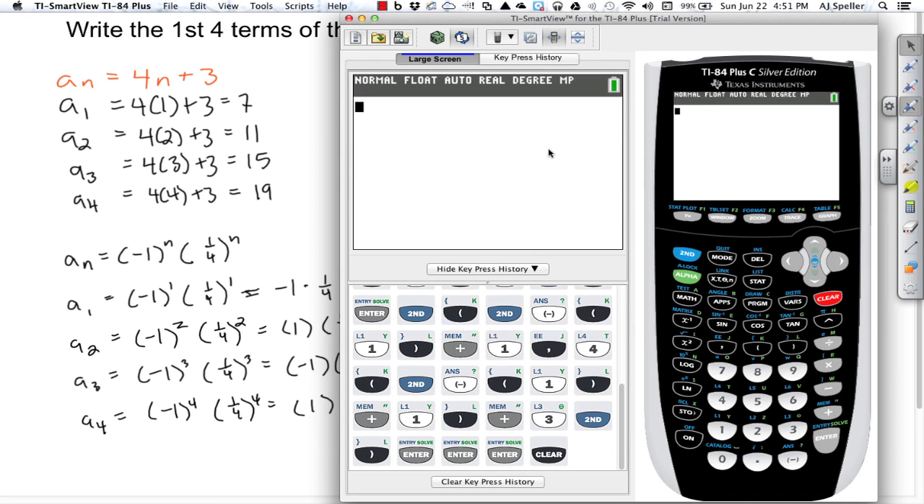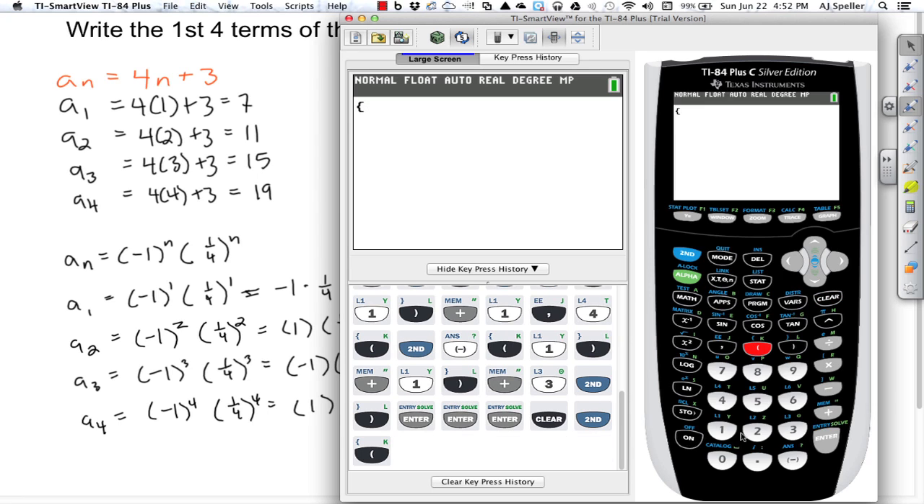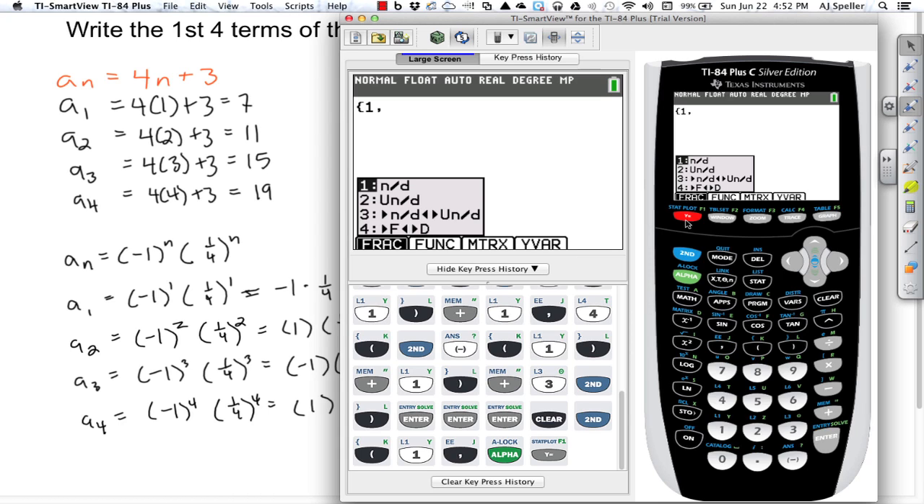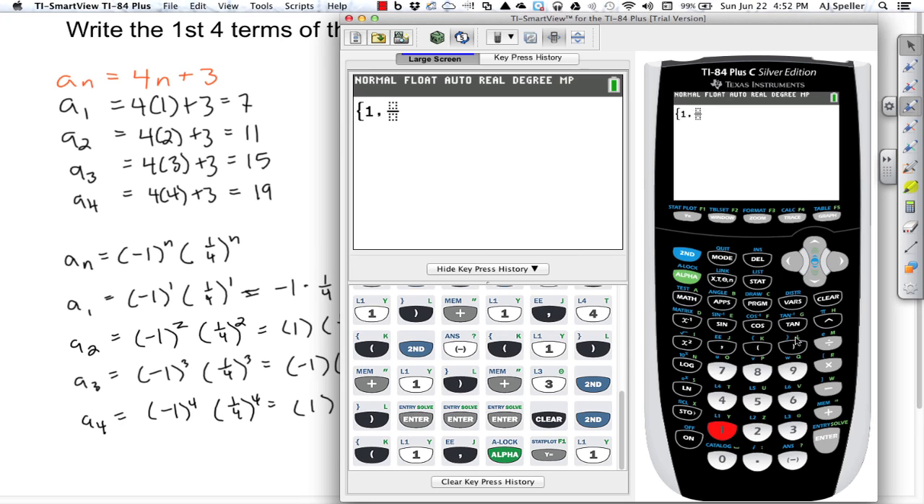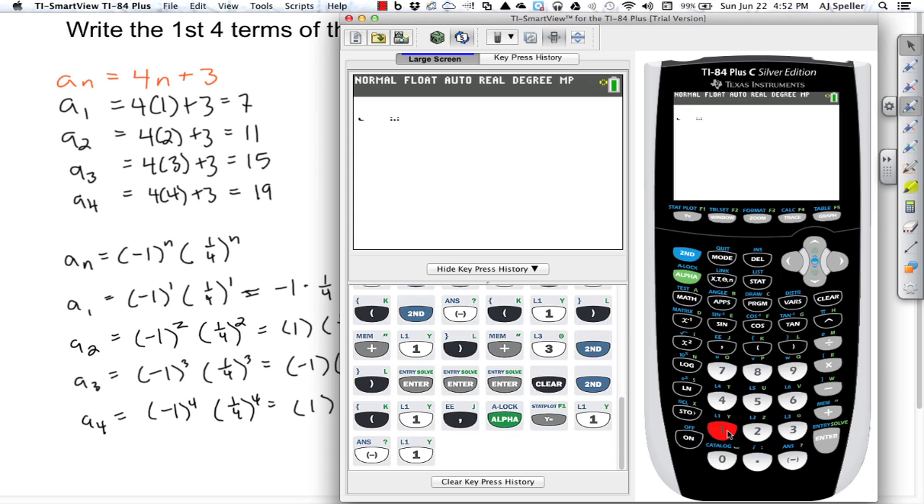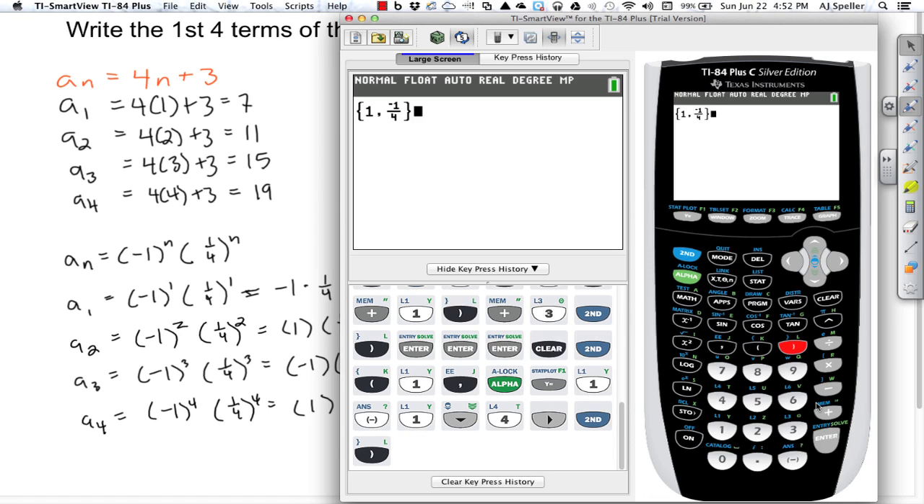Let's go ahead and clear. And what we're going to do now is start another list. So second and then curly brace. The first item or the first term in the list we said was a negative 1/4. So let's press alpha and then y equals to get to our fraction template. And we said that it's going to be negative 1 over 4. And then I'm going to press second and then curly brace. And now that's my first term stored in the list.